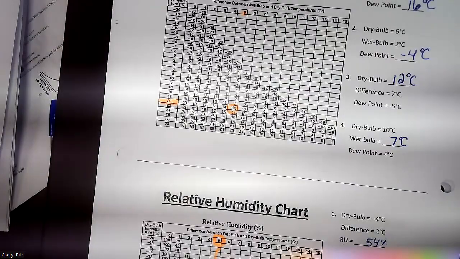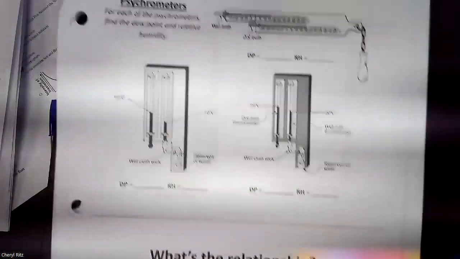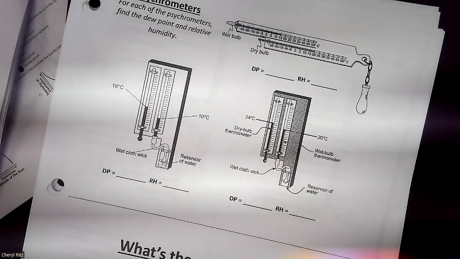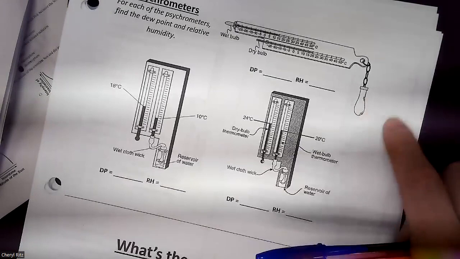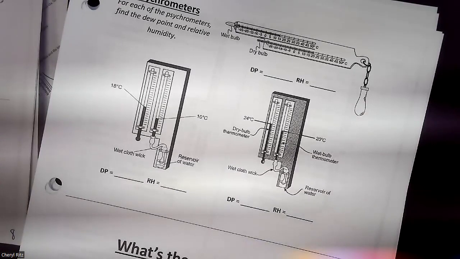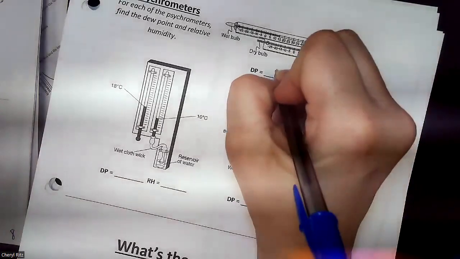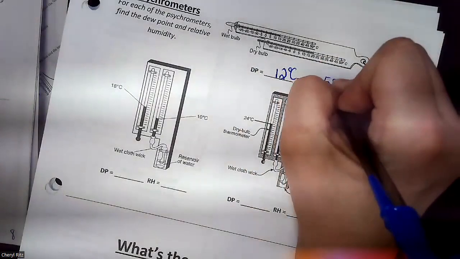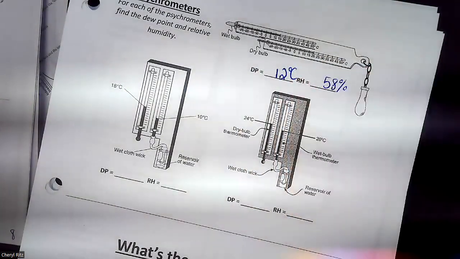So hope any more that we should go over on that one? This was basically the same thing, except for you had to read the instruments provided. The Regents loves this. This is the way that I think they usually ask these types of questions, because it's two different skills: reading a thermometer and using the charts. They like that. So for this first one at the top, I got 12 degrees Celsius for the dew point and 58% for the relative humidity. Got those?